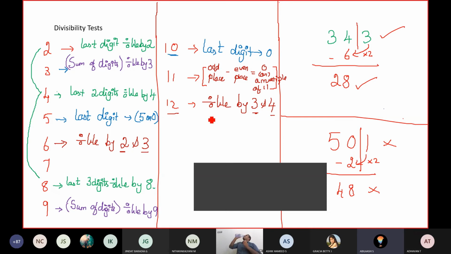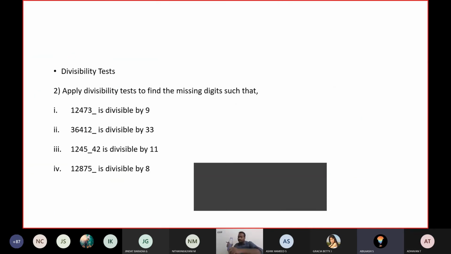Yes, sir. Okay. Try answering the first question. Now in this question, they have asked us to find out what should be the last digit. So seems like a digit is missing. So this is actually a 6-digit number. A digit is missing, but they have told us that the number is divisible by 9.